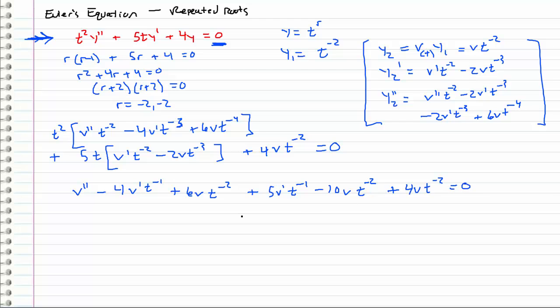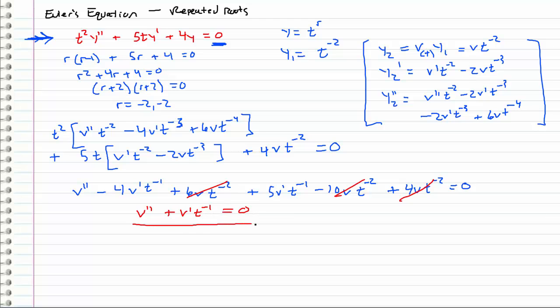Okay, so let's see what cancels. We have a v double prime all by itself. Then we have a minus 4v prime t to the -1 plus 5v prime t to the -1. So that gives us a plus v prime t to the -1. And then we have a plus 6v t to the -2, and then minus 10, so we're at minus 4, and then plus 4. So all these cancel out. All right.